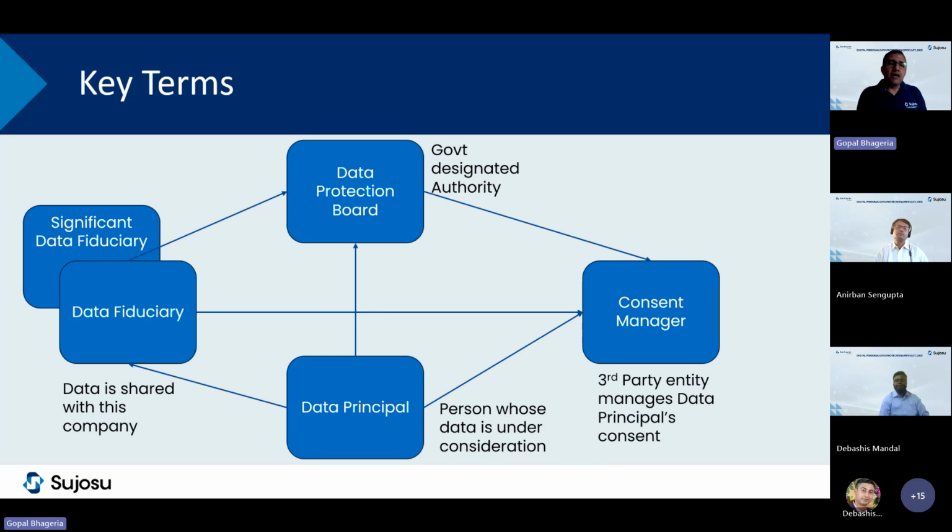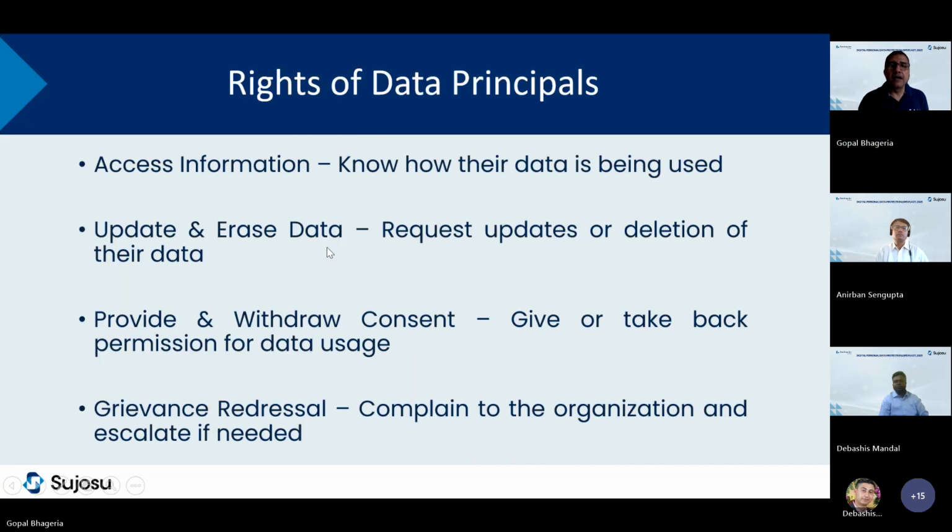And they own a lot more sensitive data, right? I mean, say in case of India, the Aadhaar data, right? So that entity, UIDAI, is a significant data fiduciary. Okay. These are some little bit more information.